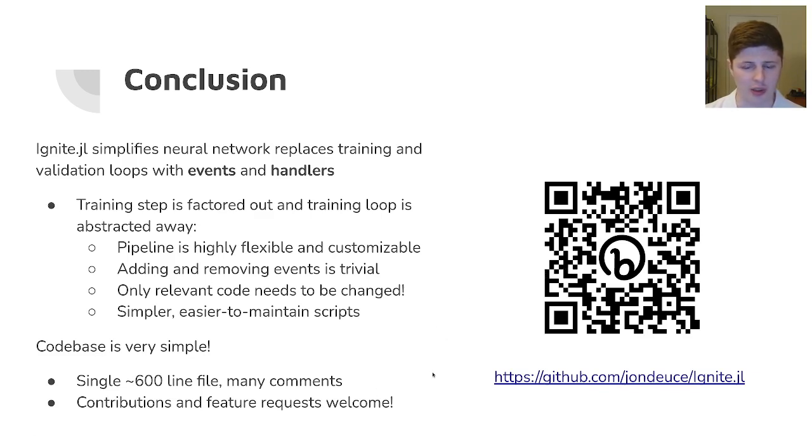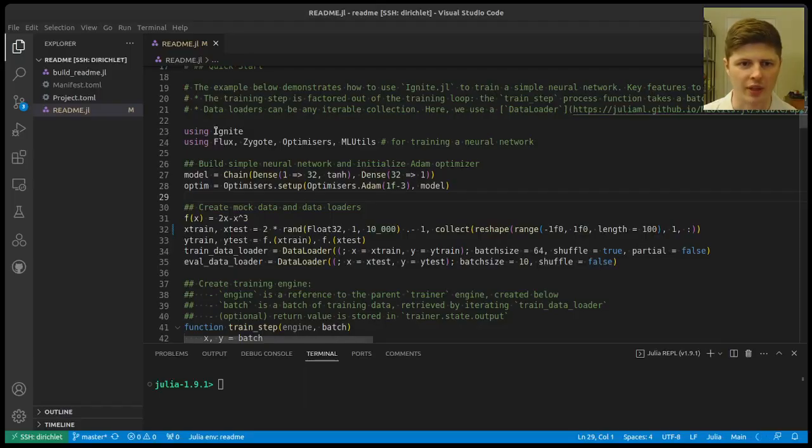All right, now on to some examples. Let's go through some examples. So this is the readme.jl file that was used to generate the readme. So feel free to follow along if you want to go to the repository and start reading to follow along with the examples. So first things first, I'm going to load Ignite.jl and some other packages that we'll make use of.